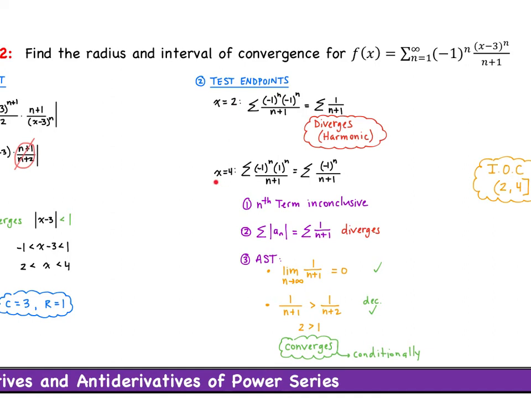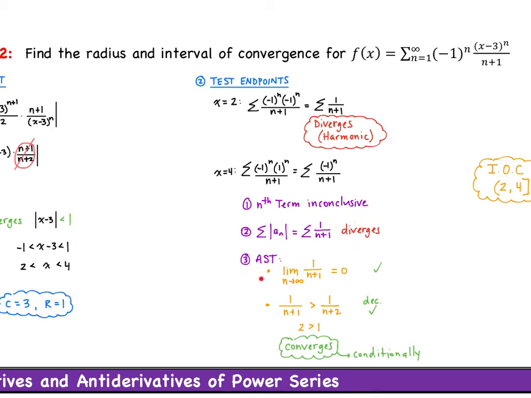At x equals 4, when we plug 4 in for x, we're going to get negative 1 to the n times 1 to the n over n plus 1. So we have ourselves this alternating series. So we throw the nth term test in. We're inconclusive. Now we're looking at the absolute value of that series, which becomes 1 over n plus 1, which is our harmonic series. This diverges.